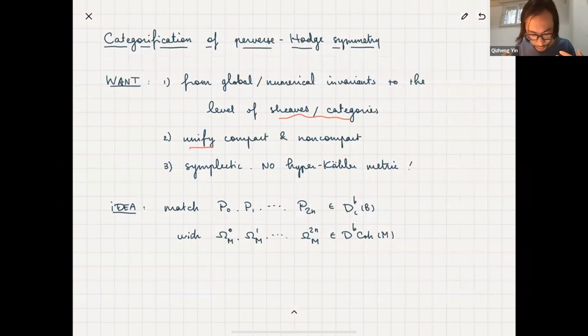And now the idea is to find a way not to match the numbers, but to match the actual sheaves. So if you think about it, we have 2n plus 1 interesting perverse sheaves, P_0 to P_2n. These are the perverse sheaves. And we happen to have 2n plus 1 interesting coherent sheaves, which are the Omegas, the sheaves of differential forms.